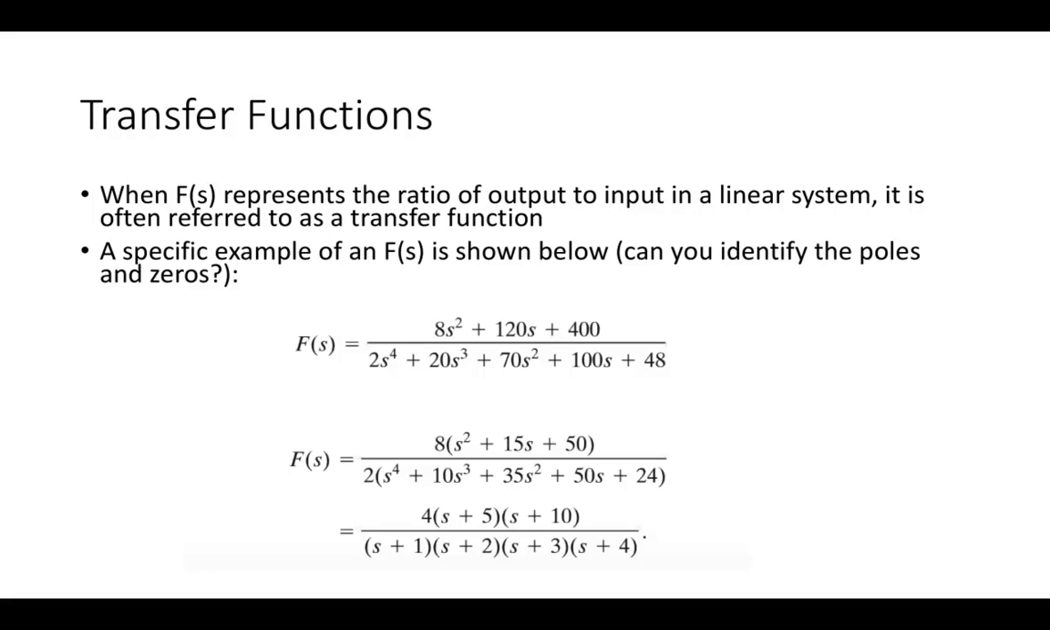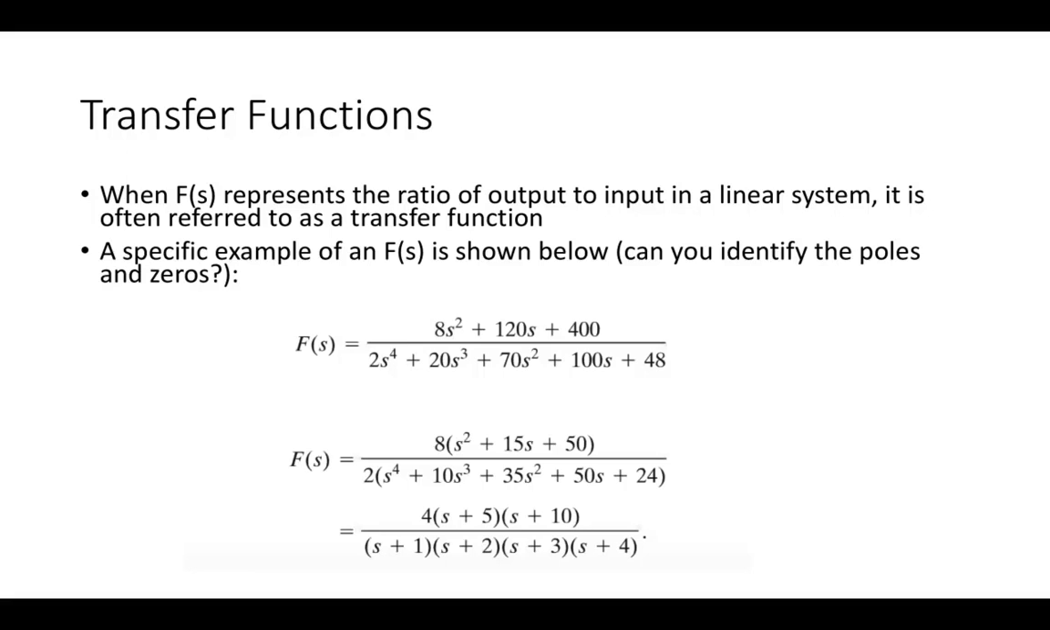So the question is, what are the poles and zeros here? In this function, we have zeros at minus 5 and minus 10 because those values will make the function go to 0. We have poles at minus 1, minus 2, minus 3, and minus 4, and those values will make the denominator go to 0 and the overall function go to infinity. So note that they are all negative, and in this particular example, they are all real.